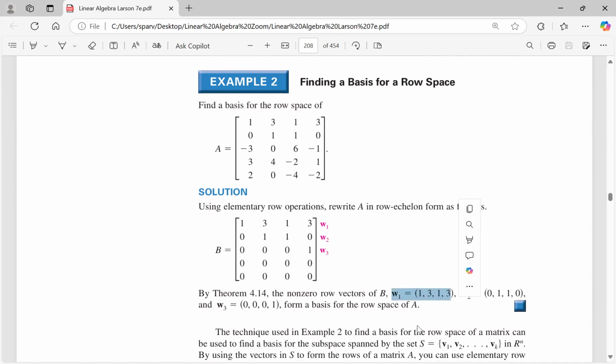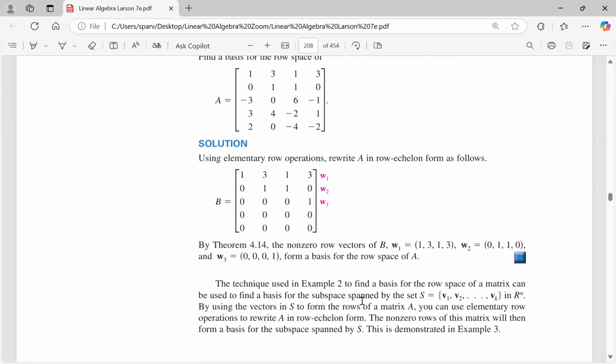And there you have it. Basis 1, W sub 1 is 1, 3, 1, 3, the first row. W sub 2 would be the second row, and W sub 3 the third row. There you have it. So it's really a very efficient, easy way to find a basis, isn't it? It's just like, how do I find the basis? This is how you find the basis.